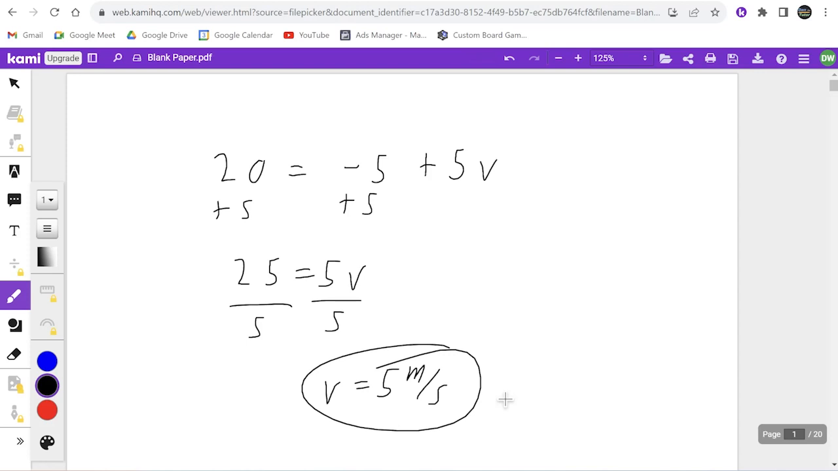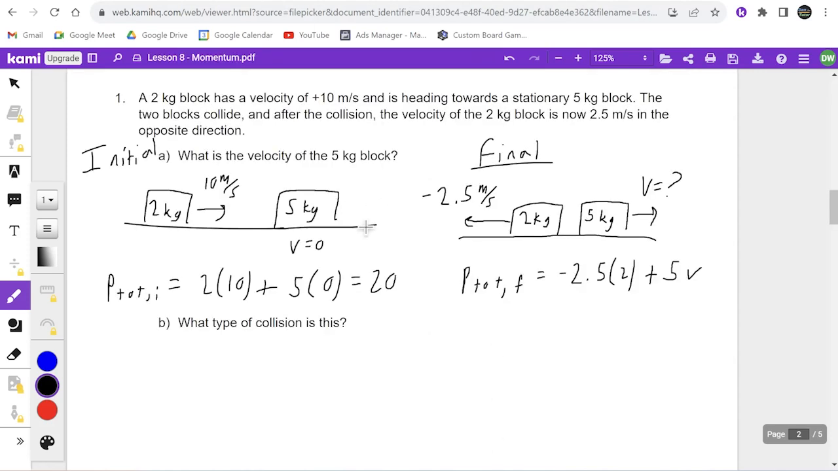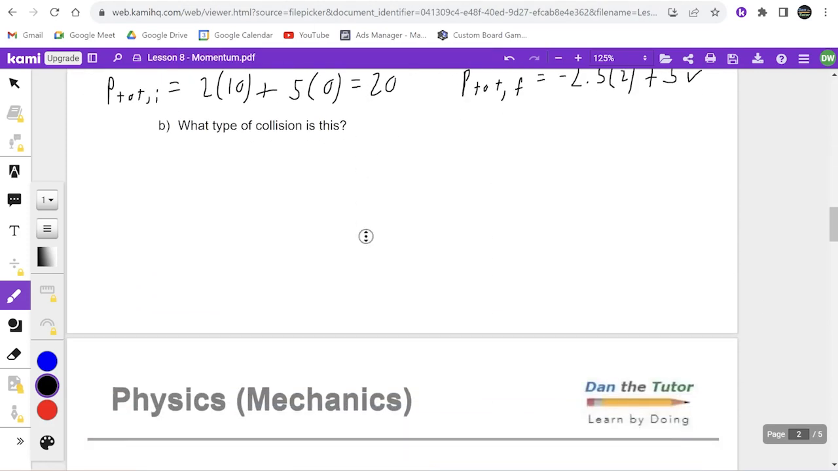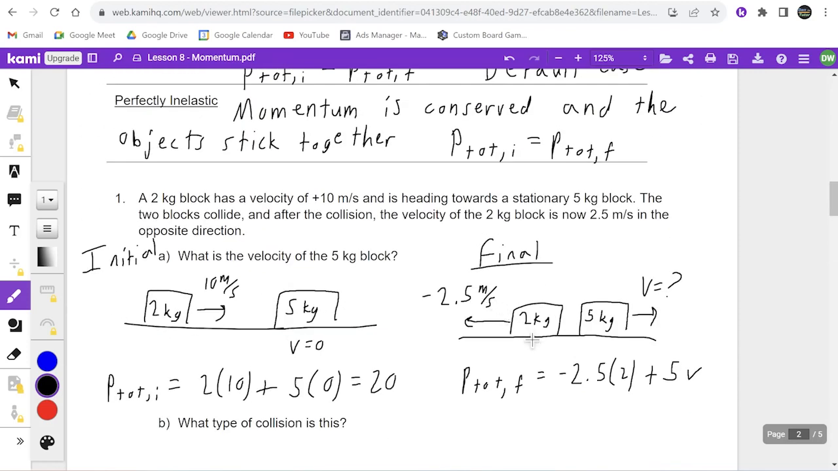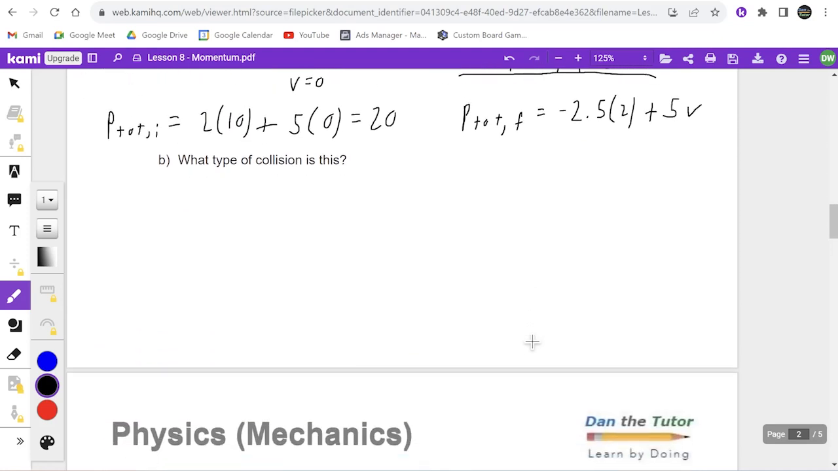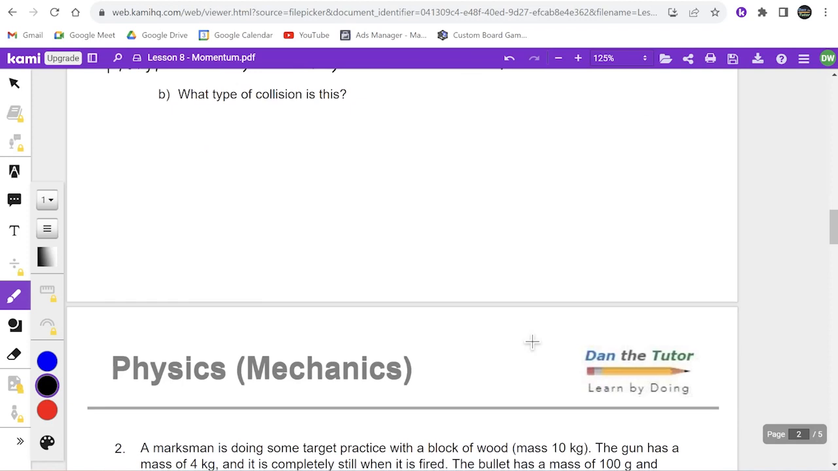Okay. Next, part B. The question asks, what type of collision is this? We remember there's 3 kinds of collisions. Basically, I know immediately it's not perfectly inelastic. Why not? Because these objects are not sticking together. The 2 kilograms going to the left, the 5 kilograms going to the right, they don't stick together. It's not perfectly inelastic, but it still could be elastic. In other words, energy is conserved.